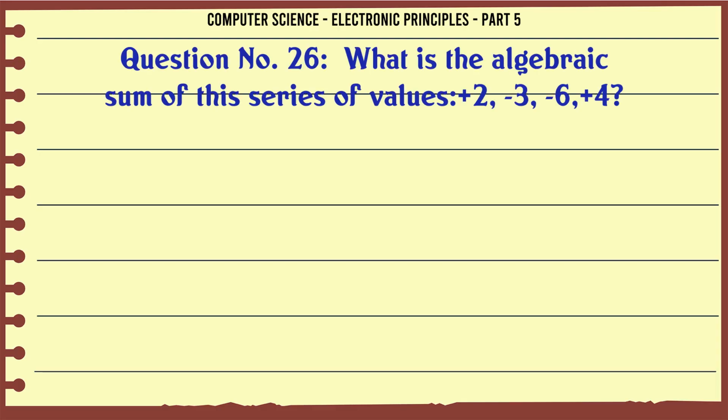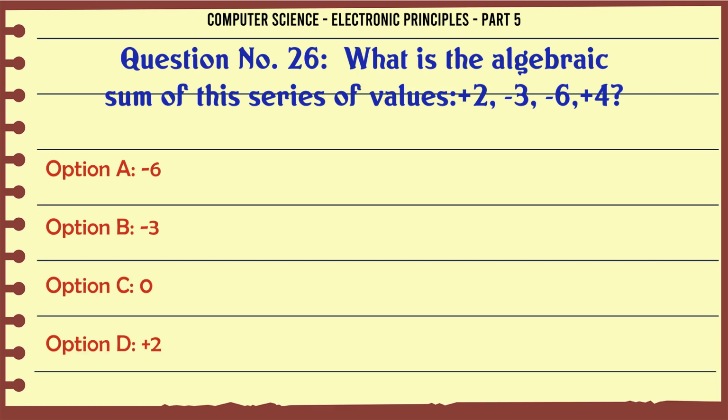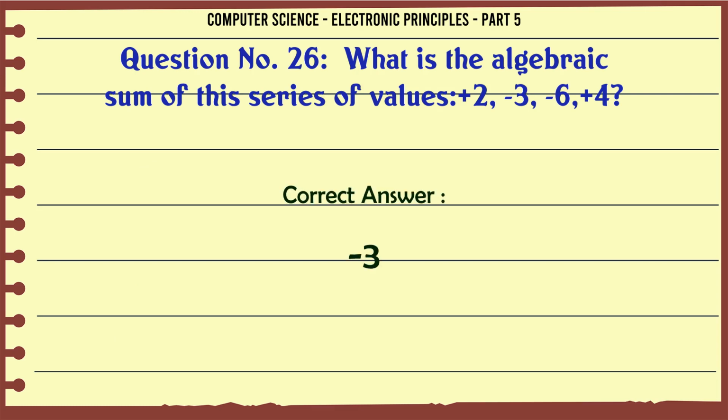What is the algebraic sum of this series of values 2, 3, 6, 4? A. 6. B. 3. C. 0. D. 2. The correct answer is 3.